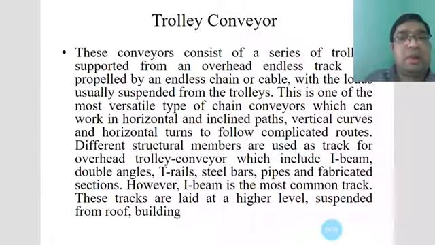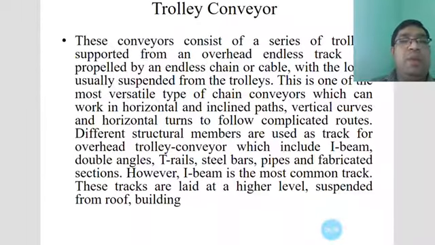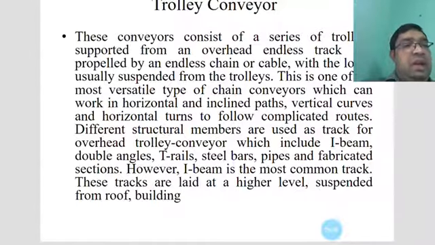Also, the different structural members are used as tracks for overhead trolley conveyors, which include I-beams and double angles. Sometimes you can see the I-beam and the double angles used as structural members for the track of overhead trolley conveyors, and also T-rails, steel bars, pipe and fabricated sections.